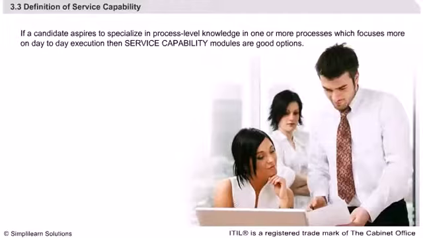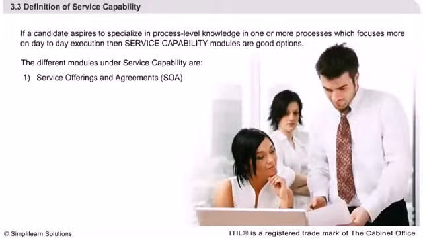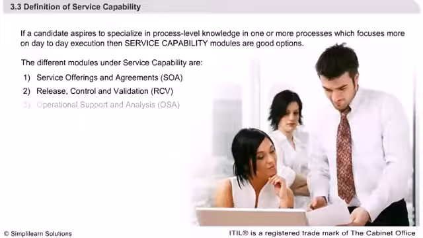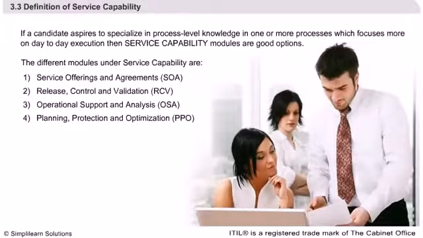Service capability modules are for the candidates who aspire to specialize in process-level knowledge in one or more processes, which focuses more on day-to-day execution. The different modules under service capability are: 1. Service Offerings and Agreements, SOA; 2. Release, Control and Validation, RCV; 3. Operational Support and Analysis, OSA; 4. Planning, Protection and Optimization, PPO. As we have an understanding of both the streams, let us understand the differences between them in the next slide.